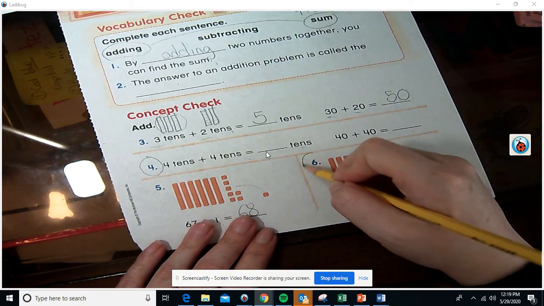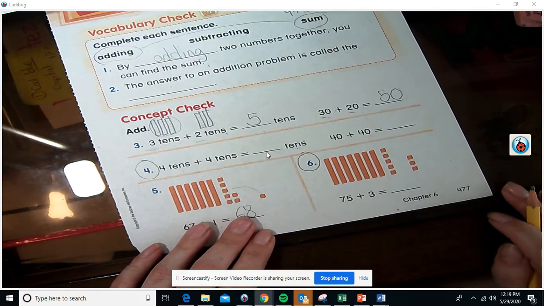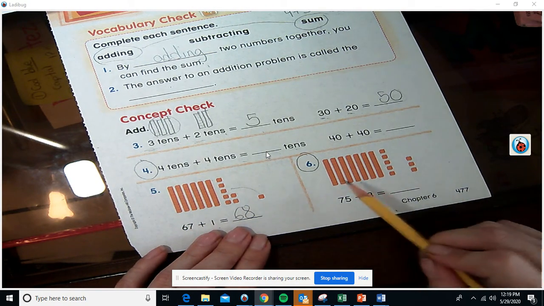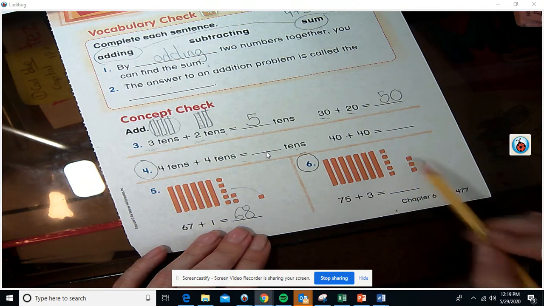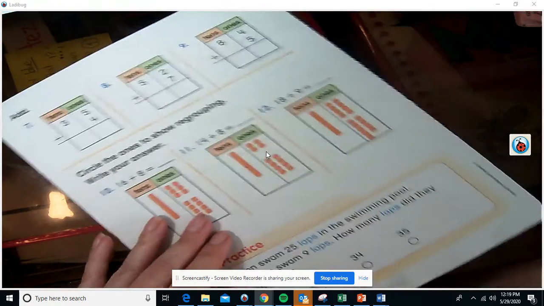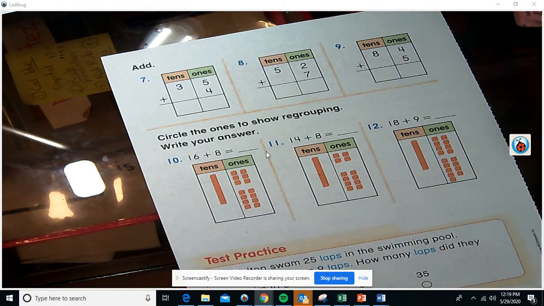Okay, go ahead and circle number 6 because I want you to do that one all on your own. So you have 75 plus 3. 75 plus 3 more equals what? Okay, so then we have number 7.